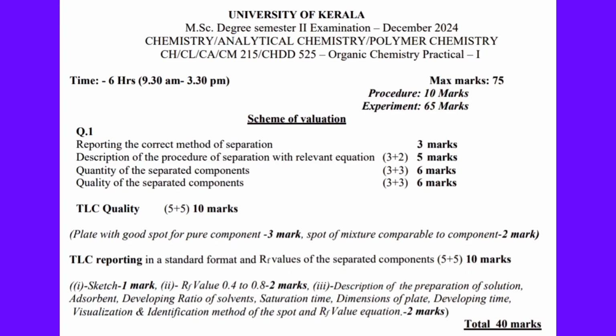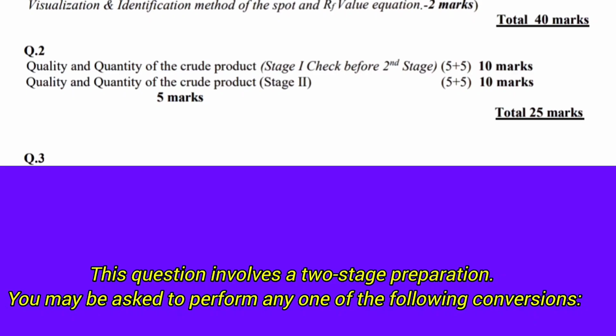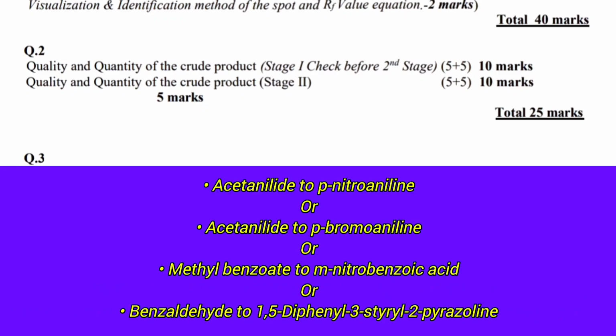Next question is preparation. This question involves a 2-stage preparation. You may be asked to perform any one of the following conversions. Acetanilide to p-nitroaniline. Or acetanilide to p-bromoaniline. Or methyl benzoate to m-nitrobenzoic acid. Or benzaldehyde to 1,5-diphenyl-3-styryl-2-pyrazoline. For the last conversion, recrystallization of the first stage is preferred.